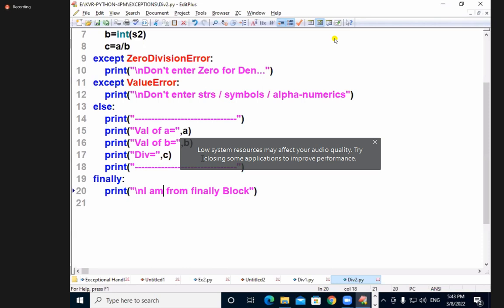What should I tell you? Mandatory to execute or optional to execute? Whenever an exception is occurring, will the else block execute? No. Whenever an exception is not occurring, then only the else block executes. Is it compulsory to execute or optional to execute? Then can't you understand that English?